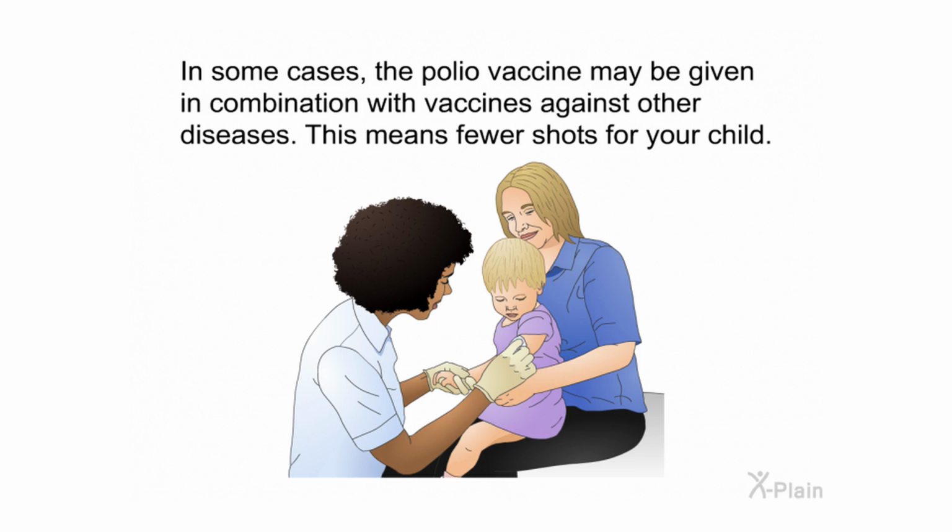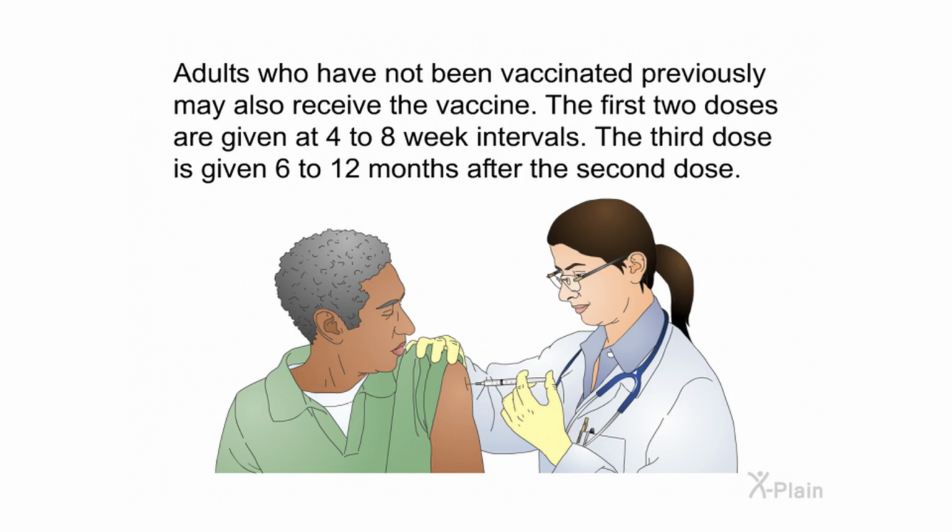In some cases, the polio vaccine may be given in combination with vaccines against other diseases. This means fewer shots for your child. Adults who have not been vaccinated previously may also receive the vaccine. The first 2 doses are given at 4 to 8 week intervals. The third dose is given 6 to 12 months after the second dose.